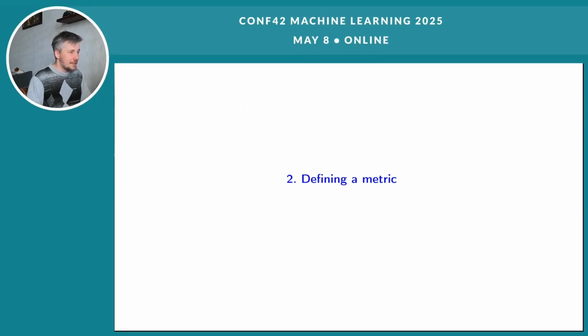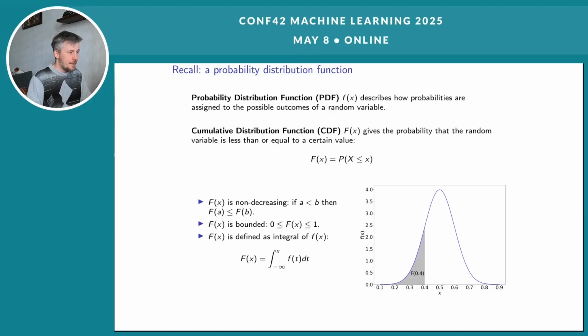And now let's define a metric. First of all, let's recall what a probability distribution function is. It is a function which describes how probabilities are assigned to the possible outcomes of a random variable. There is also a cumulative distribution function, a CDF, which gives the probability that the random variable is less than or equal to a certain value.